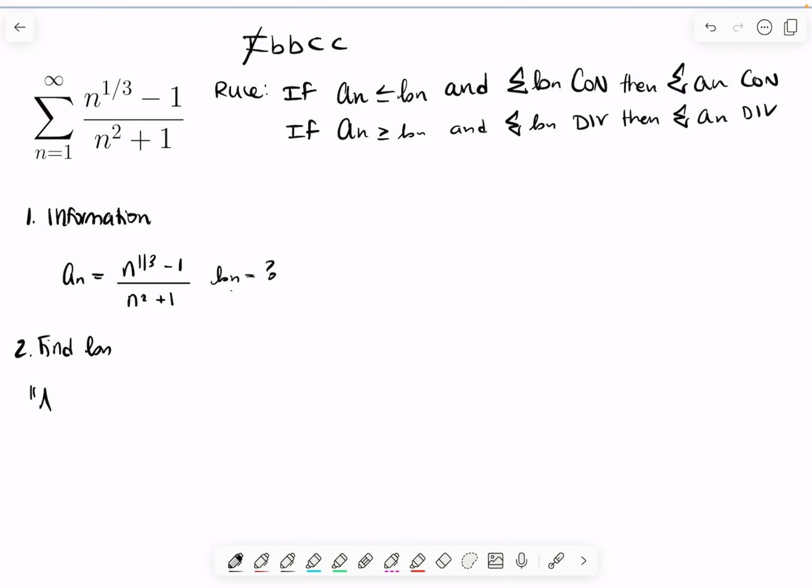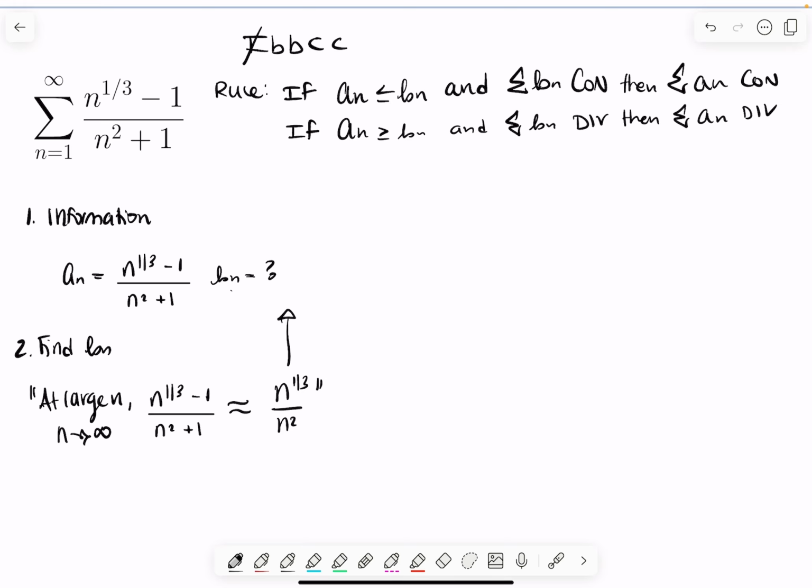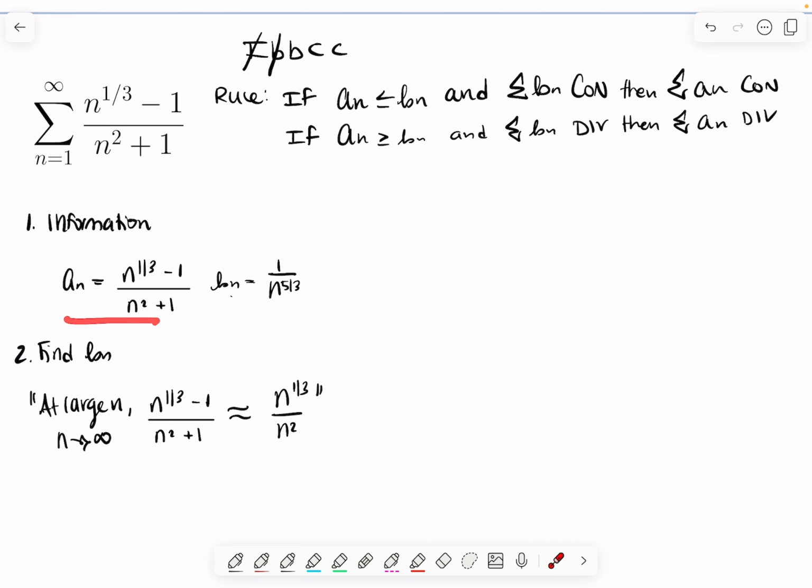How do you do that? Well, you say at large n, so as n gets infinitely large, you take your sequence and you just drop it down, and you ask yourself, it becomes what? As n gets infinitely large, what becomes insignificant? Ones, because what is a minus 1 and a plus 1 going to do? So you can strip those away, and you're just left with n to the 1/3 over n squared. And that is your B of n, but you can simplify that. This is really 1/3 minus 2, so you could do 1 minus 6 over 3, that's going to be negative 5/3. That just means 1 over n to the 5/3. So now you have your A of n and your B of n.